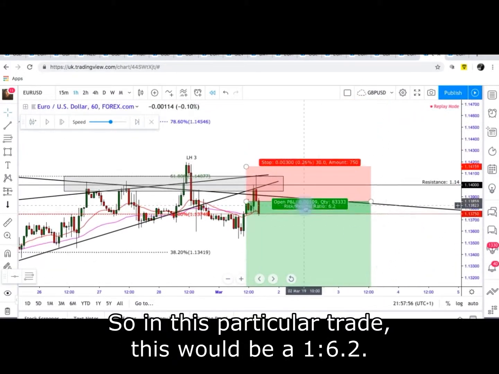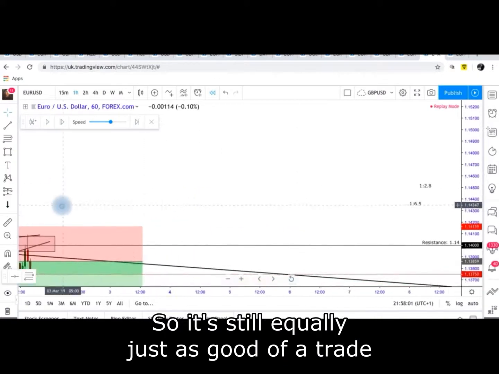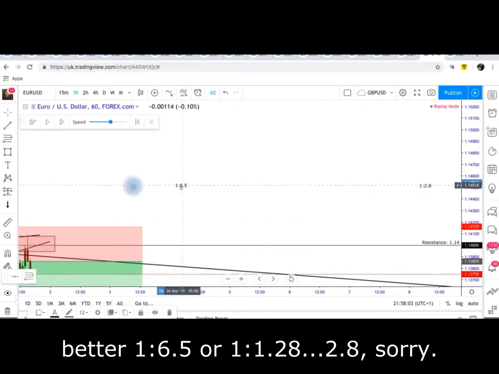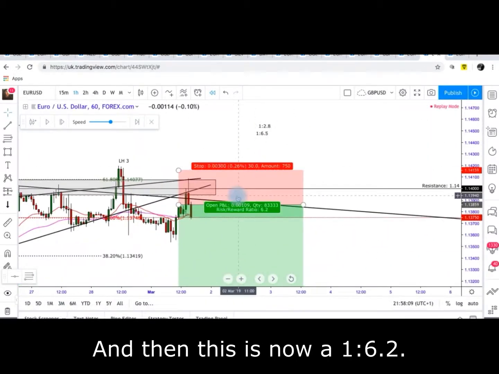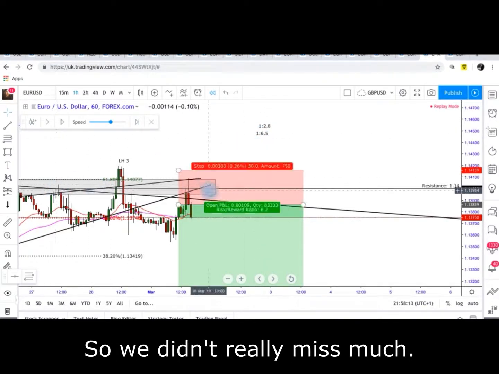So in this particular trade, this would be a 1 to 6.2. So it's still equally just as good as a trade. We had a 1 to 6.5, a 1 to 2.8, sorry. And then this is now a 1 to 6.2. So it's similar to this entry we had here. So we didn't really miss much.